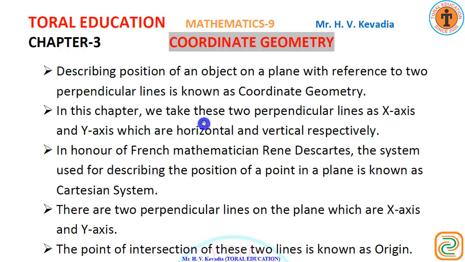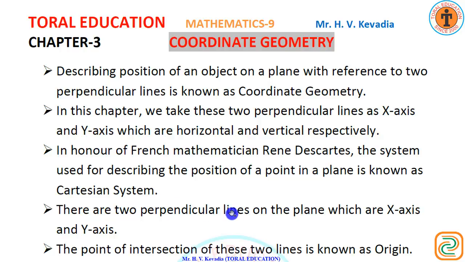In this chapter, we take these two perpendicular lines as the x-axis and y-axis, which are horizontal and vertical respectively. The x-axis is horizontal and the y-axis is vertical, right? You are very well aware of this. In honor of the French mathematician René Descartes, the system used for describing the position of a point in a plane is known as the Cartesian system, because he is René Descartes. That is why it is the Cartesian system. This describing of the position of a point is the Cartesian system.